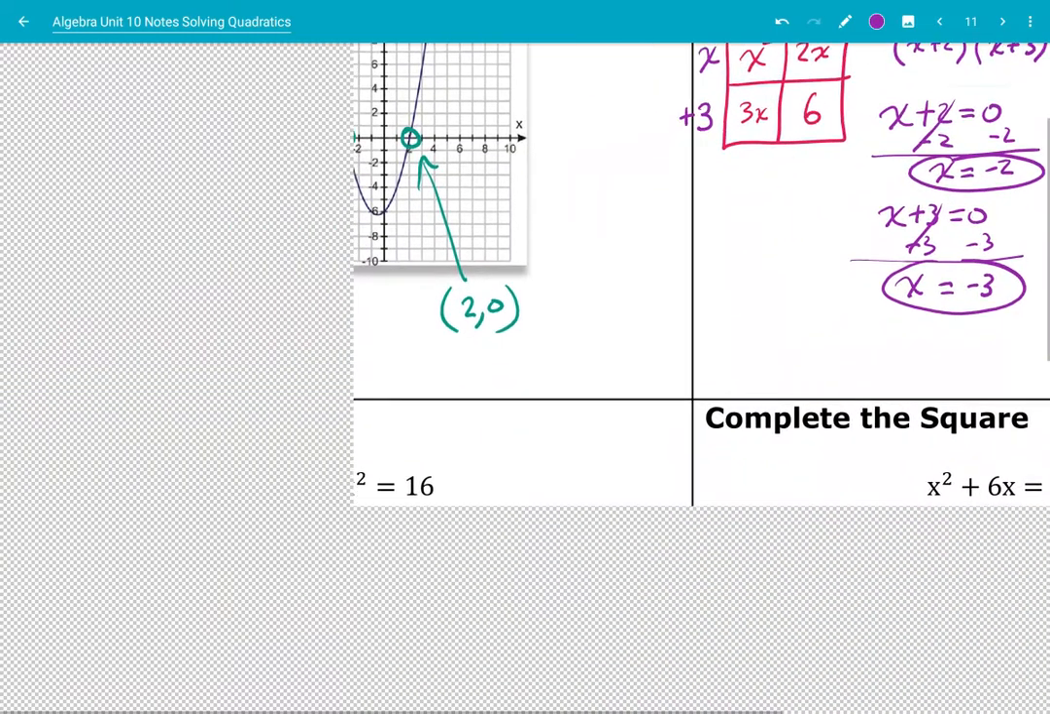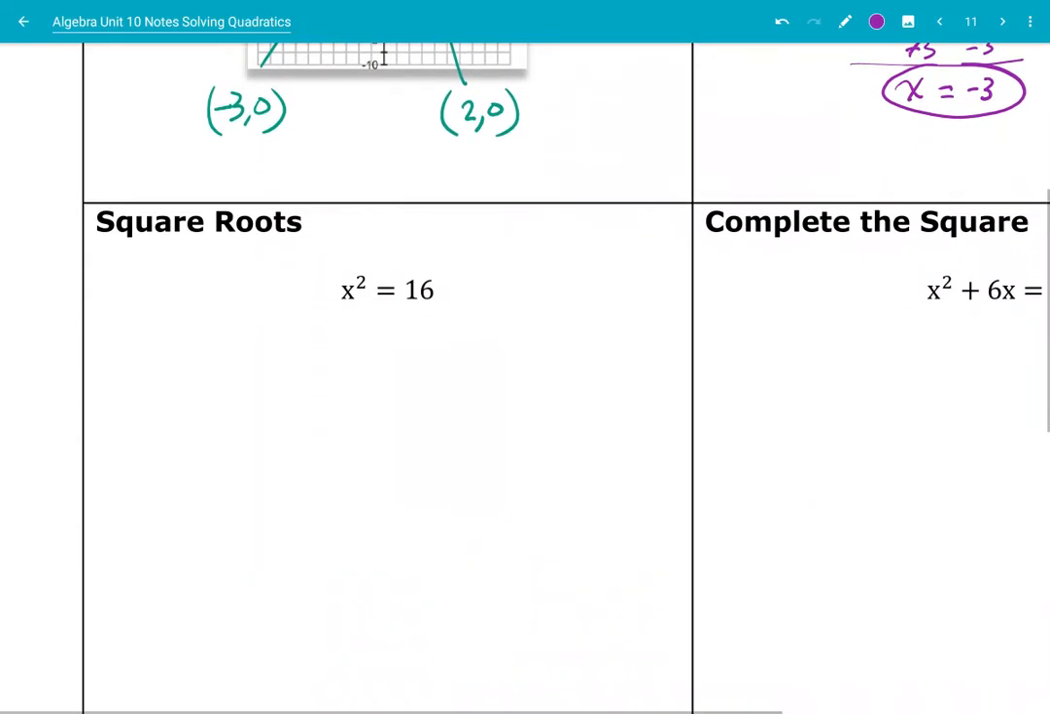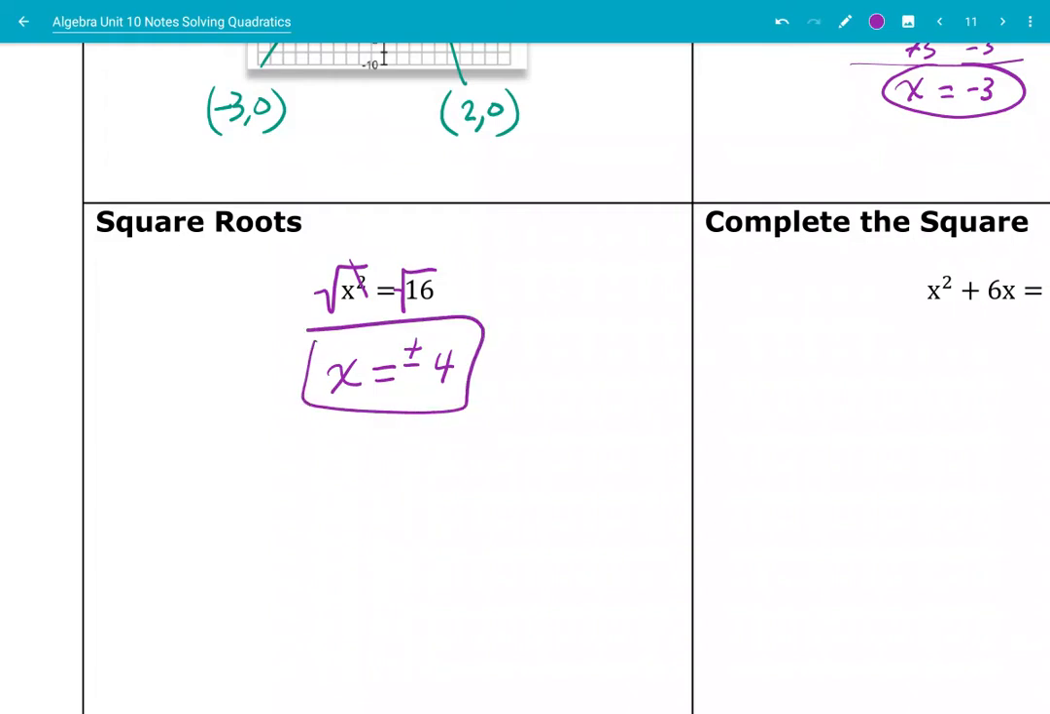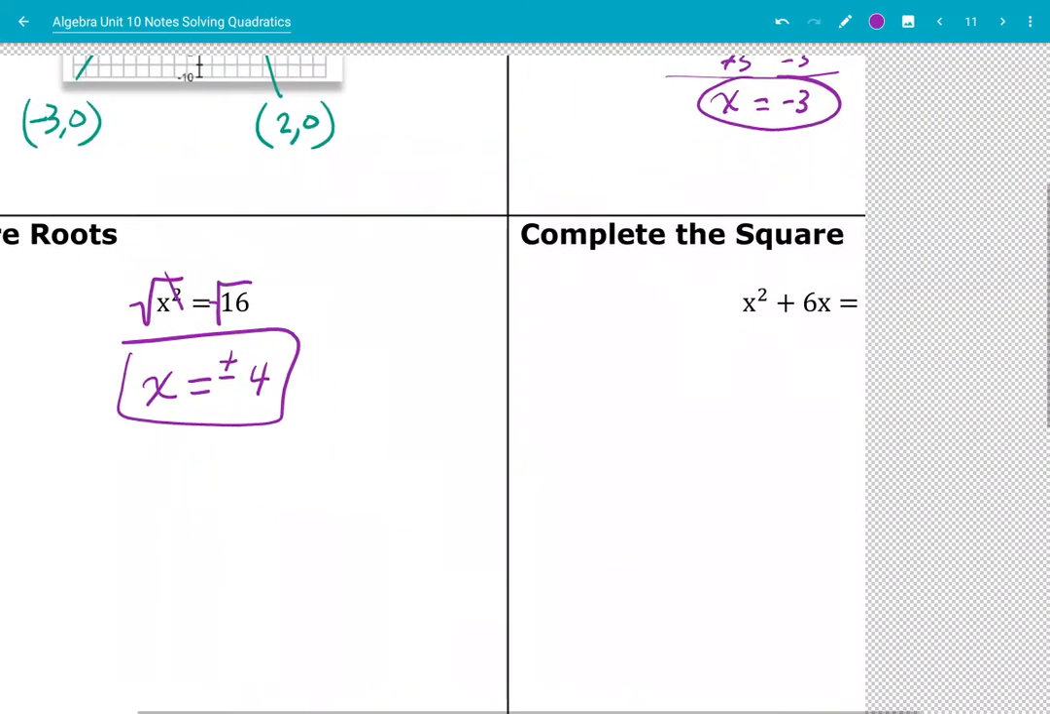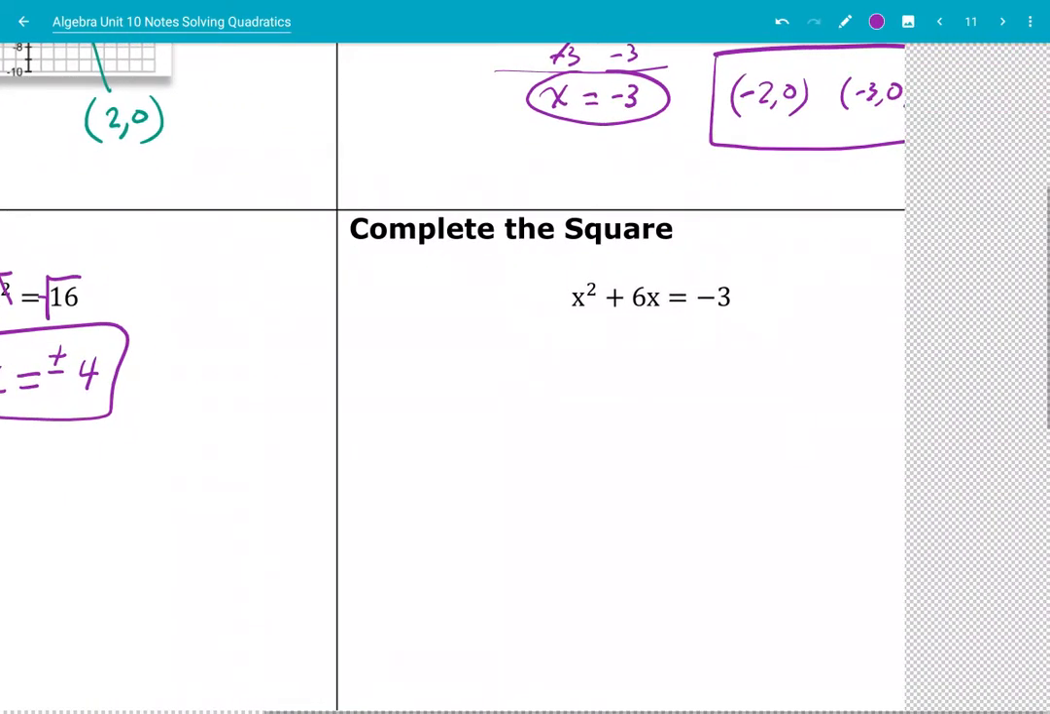Okay, there's factoring, there's graphing. Let's see, square roots. Well, that was pretty easy too. You can just plug that in your calculator. We just need to take the square root of both sides. The square root of x squared is x. Remember, those just cancel. And the square root of 16 is plus or minus 4. Kudos if you remembered to do the plus or minus. Don't forget that. Remember, every positive number has 2 roots, a plus and a minus.